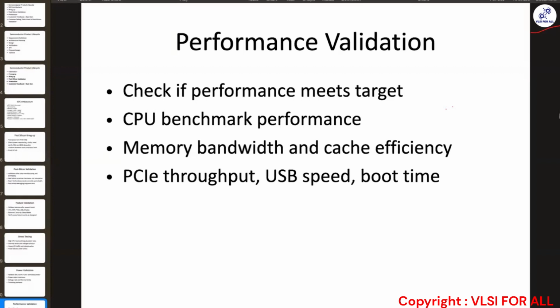PCI throughput. So PCI is based on which device you're connecting. Consider if you're connecting a Thunderbolt device, the underlying protocol for Thunderbolt is PCI. It works through PCI. The capability of Thunderbolt is comparatively higher than Type C. So consider 40 gig for Thunderbolt 4, 40 gig would be the capability. So you check with the specific tools whether it is able to match that throughput or not. Those things you do in the performance validation.